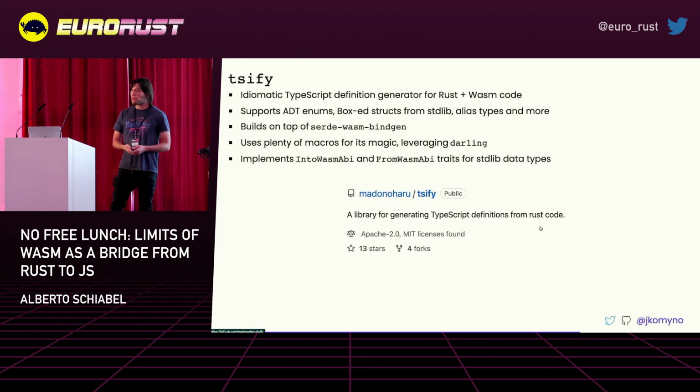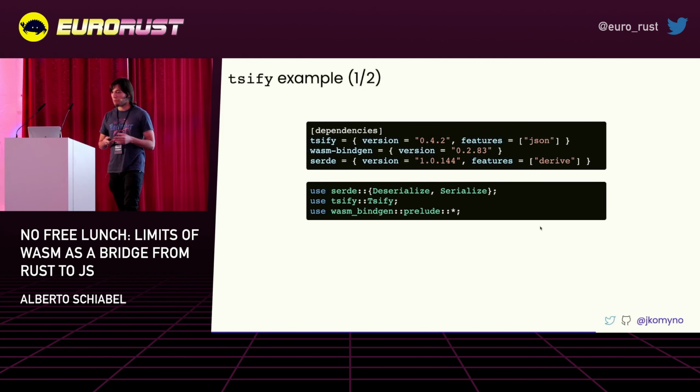It uses a lot of macros, unsafe code, magic. It even needs to parse the macro definitions via the Darling library. And it implements that from wasm-bindgen trait we saw before, the wasm-abi one, for all the standard library data types. And here's an example of that. First of all, we just need three imports, basically. Serialize and Deserialize from Serde, the tsify top-level module, and then the wasm-bindgen prelude, which is like the standard library for wasm-bindgen.